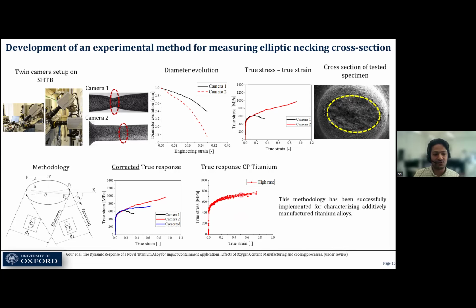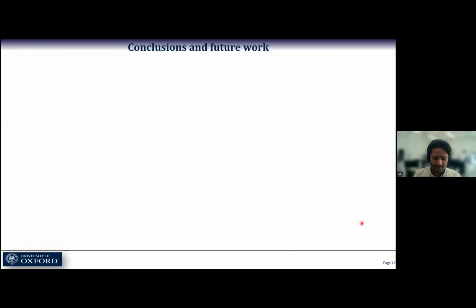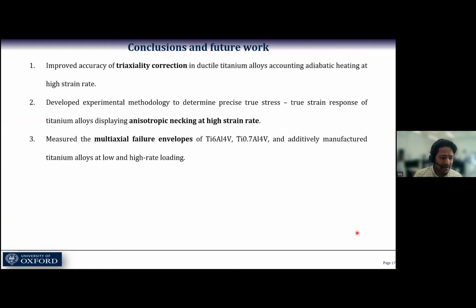I repeated this test for commercially pure titanium grade 2, which indicated quite high anisotropy, and it produced quite consistent results. This has also been successfully implemented for additively manufactured titanium alloys for various orientations. And that brings me to conclude my work, where I reported that I worked on improving the triaxiality corrections, which are applicable for ductile titanium alloys and help account for adiabatic heating at high strain rate. I also developed the experimental methodology for anisotropic necking and multi-axial failure envelopes.